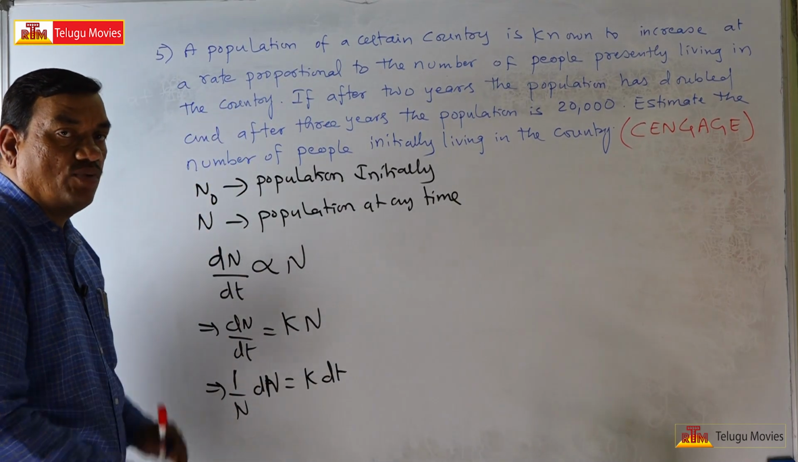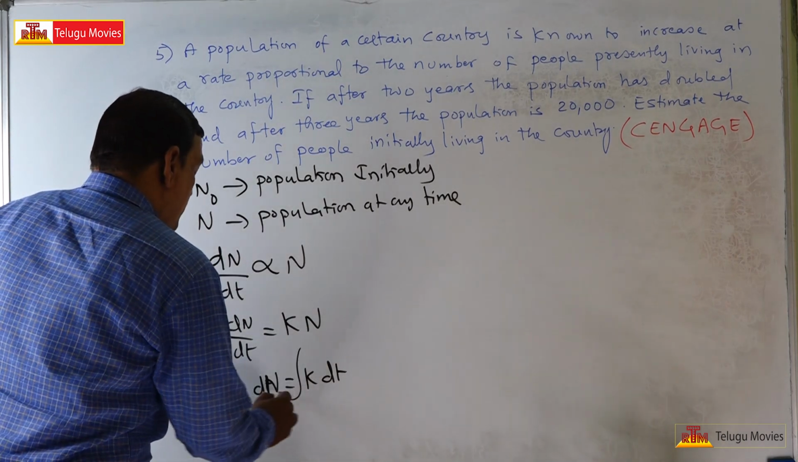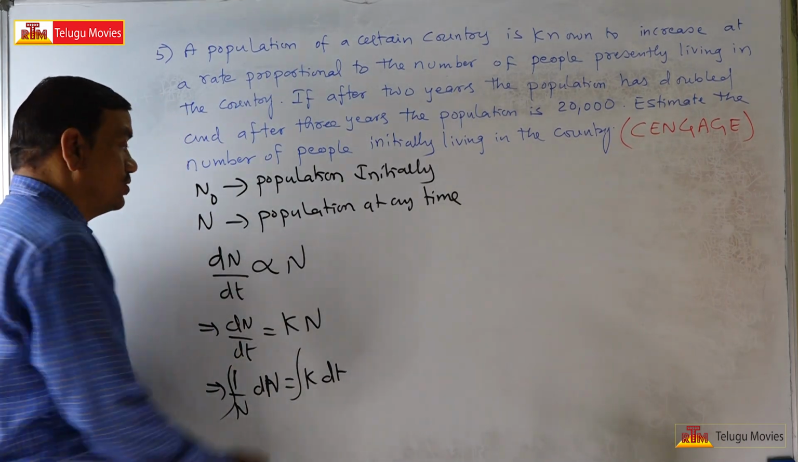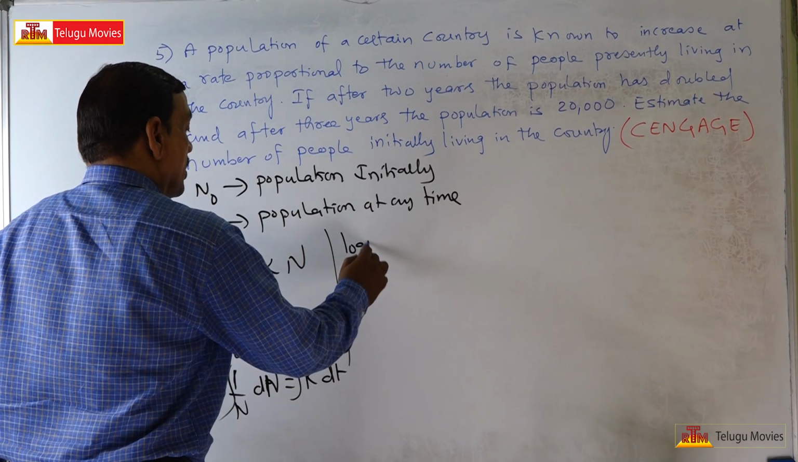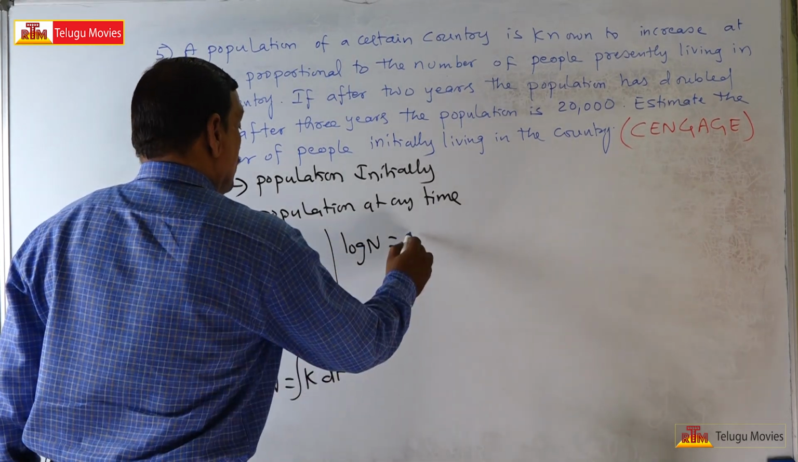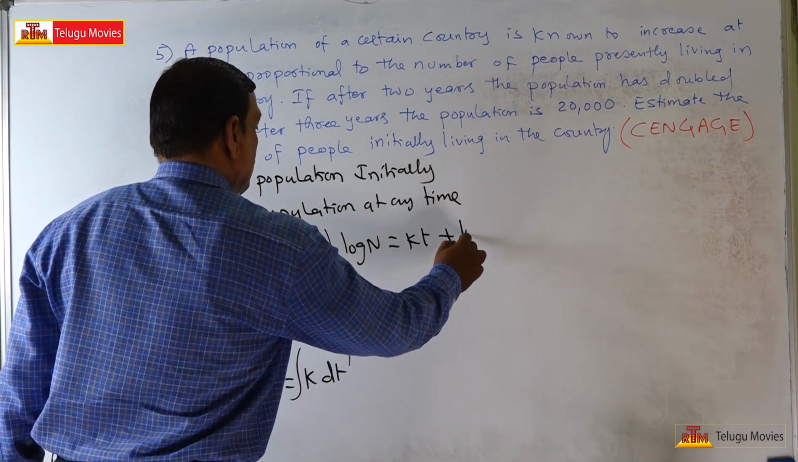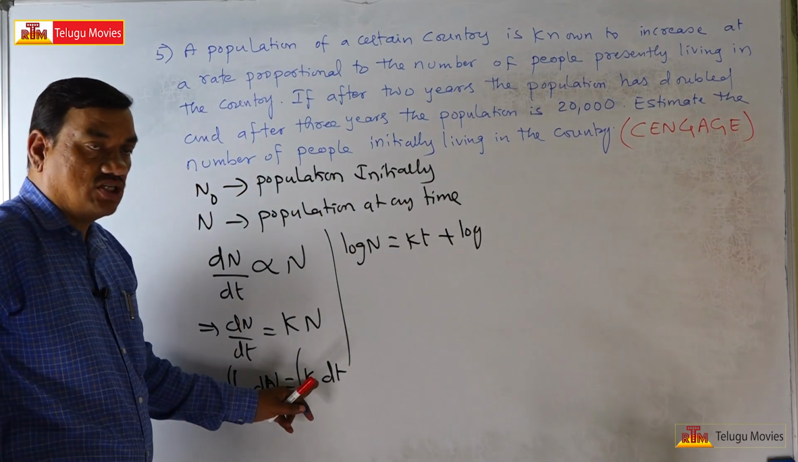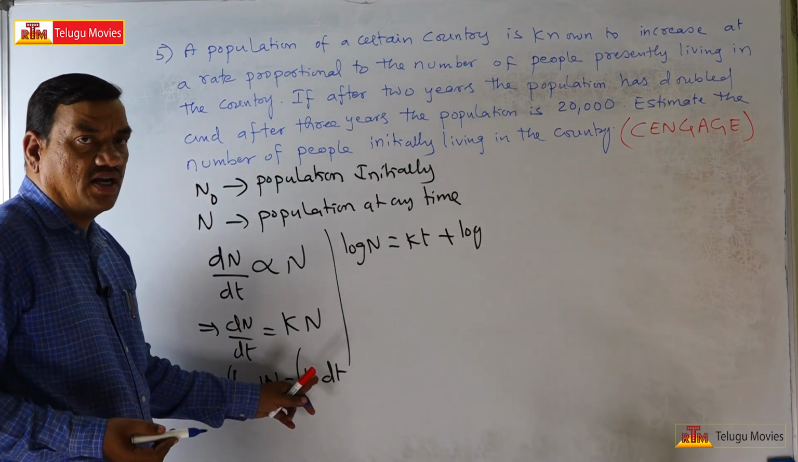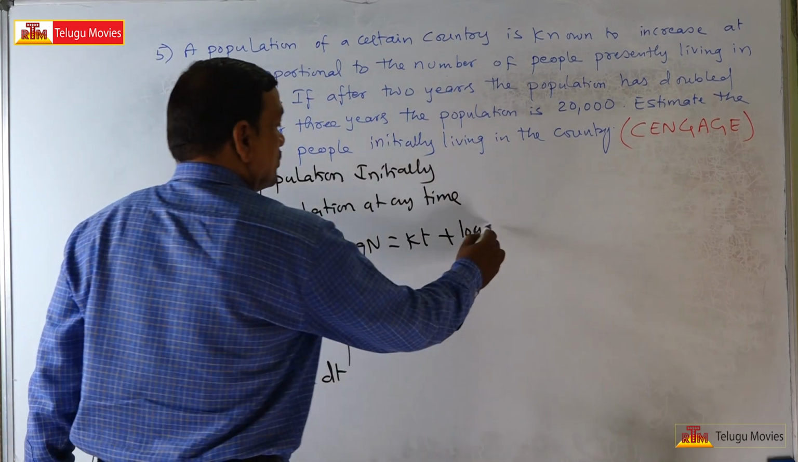So this is the variable separable method. Apply the integrals on both sides. So this is equal to log N, equal to kt plus a constant, since the integral of 1 is dt, plus log c.